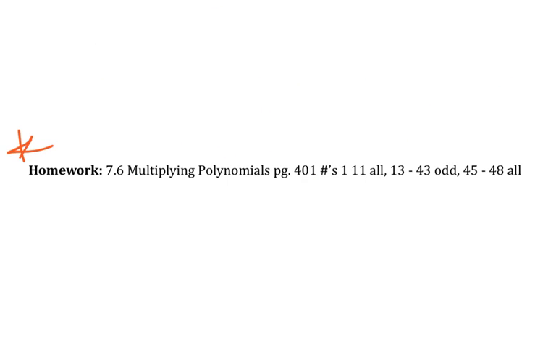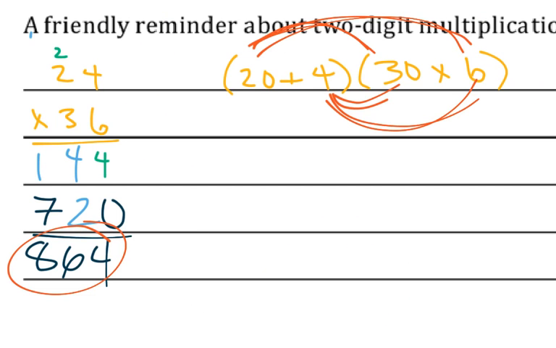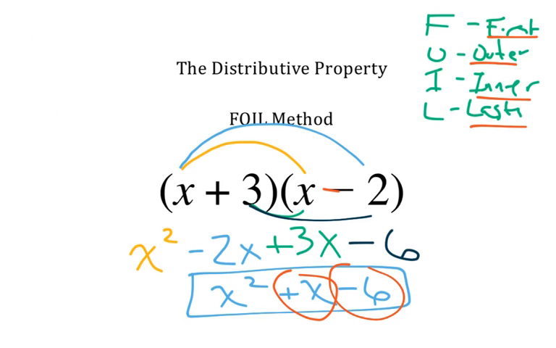So see how you go with those. 7.6 multiplying polynomials. That's the homework assignment that goes with it. And it's a distributive property. It helps to think about multiplication and foiling and all that to get really rote with these, to where you can just drill through them.